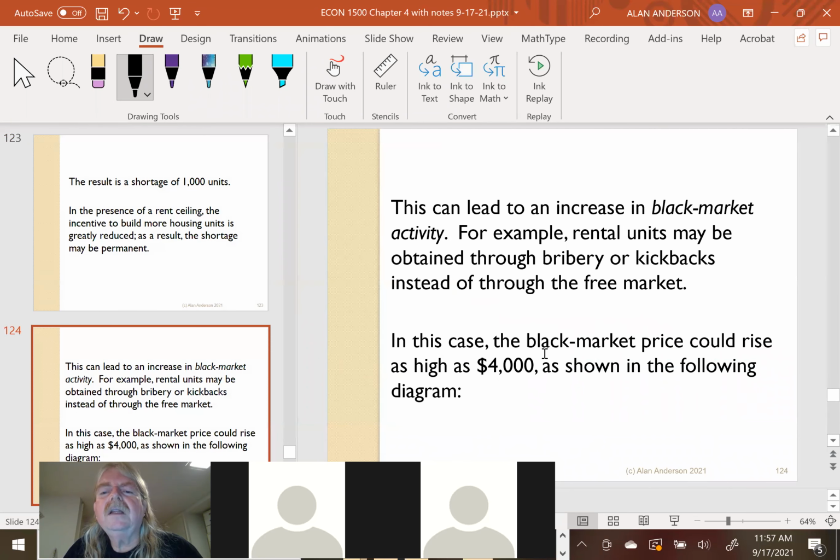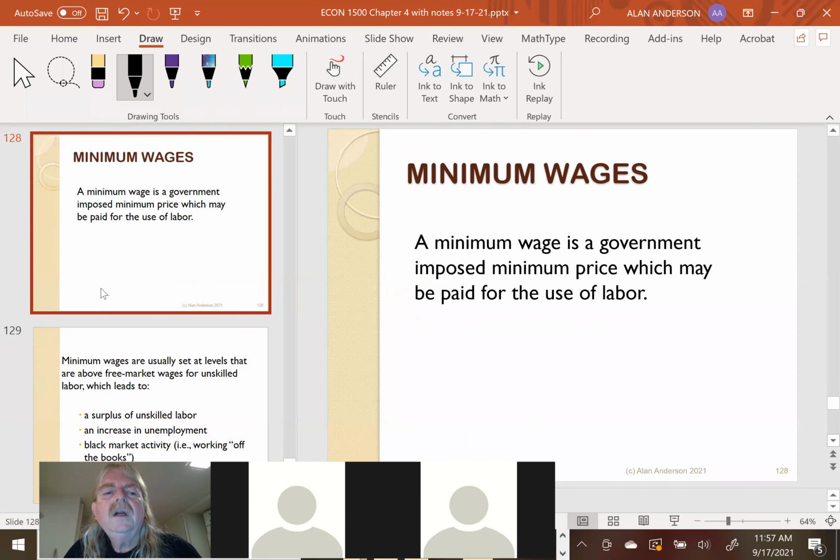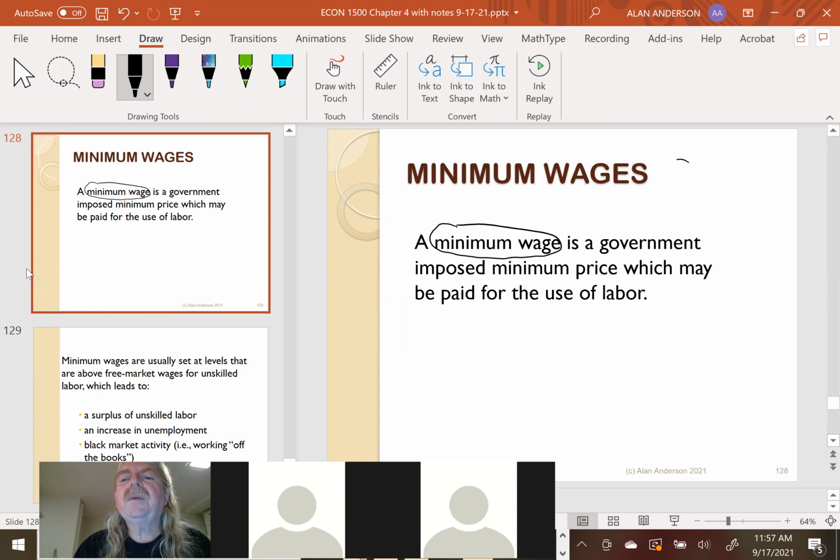Now, here's the one that is currently in the news all the time. Let me jump ahead to this one. A price floor is the minimum price which you're allowed to charge or pay for something. Well, the ultimate example of this is the minimum wage. Government comes along and says, listen, you must pay everybody, let's say it's $10 an hour. They're trying to push it up to 15, but let's say it's 10 right now.